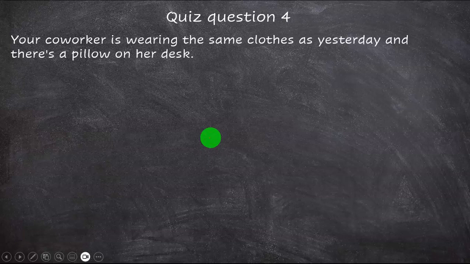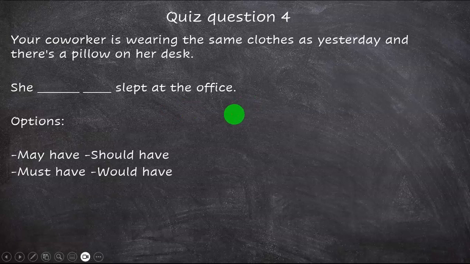Quiz question number 4 coming up. Your co-worker is wearing the same clothes as yesterday, and there is a pillow on her desk. She slept at the office. Options: may have, should have, must have, would have. 5 seconds start.